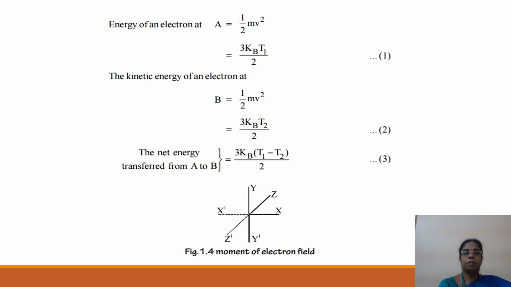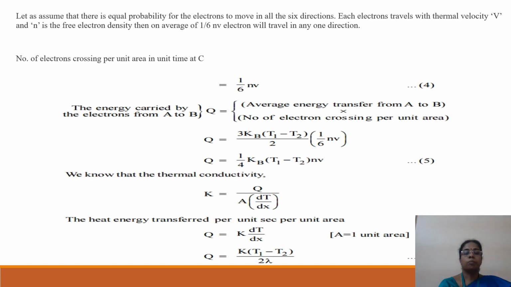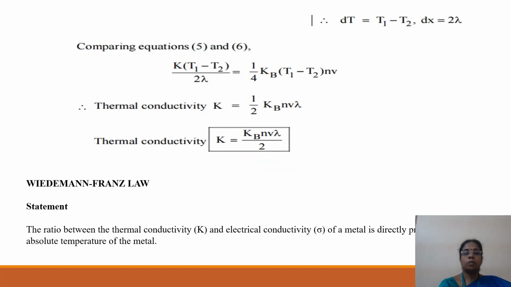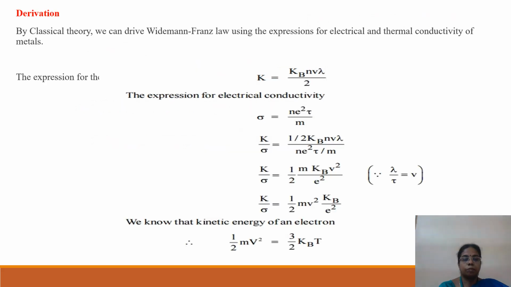And all this I have already discussed: what is the energy of the electron at A, what is the energy of the electron at B, how there is an equal probability of electrons moving in all the 6 directions, and what is the amount of electrons traveling in one direction. All that I already discussed. We have even defined the Wiedemann-Franz law. I am going to define it again.